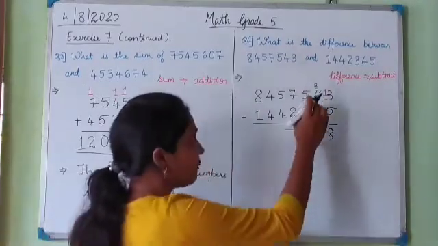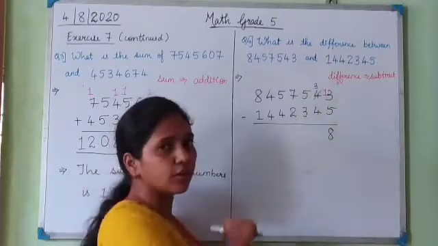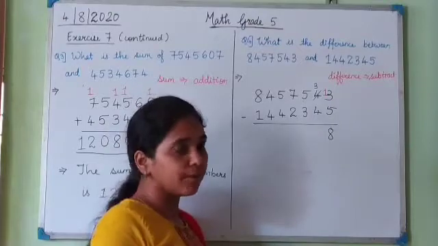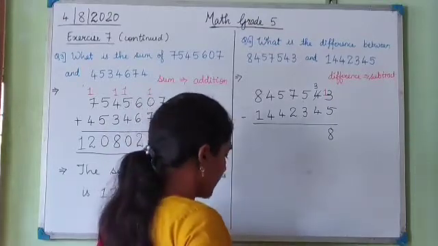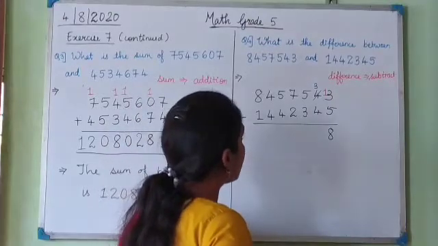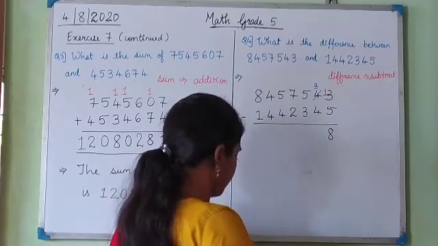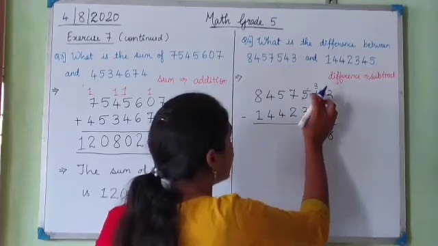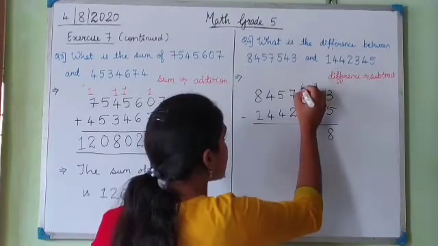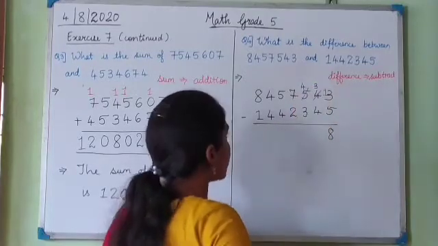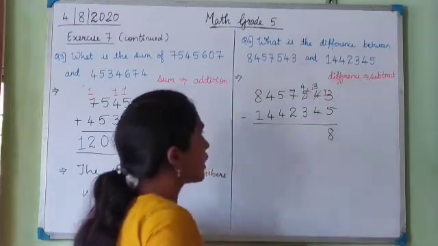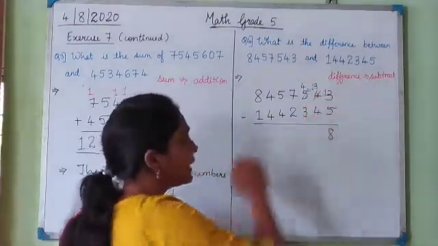The tens place is 3 minus 4. Again here 3 is smaller than 4. So what do we have to do? We have to carry 1 from the previous number. So I carry 1 from number 5. Okay. So when 5 gives 1 to this 3, it becomes 4. And this 3 becomes what? 13. So now we have to do 13 minus 4.